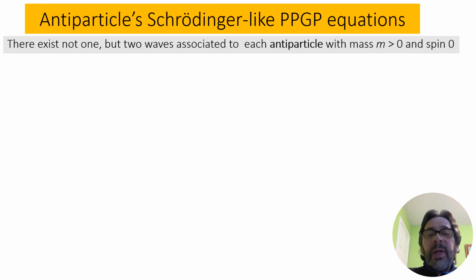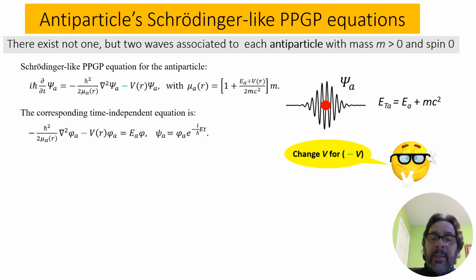Antiparticles, Schrodinger-like PPGP equations. There is no one, but two waves associated to each antiparticle with mass larger than 0 and spin 0. The antiparticle can be in a wave with the particle energy E sub A plus mc2. What equation is this wave a solution of? It is the Schrodinger-like PPGP equation for the antiparticle that is shown below.